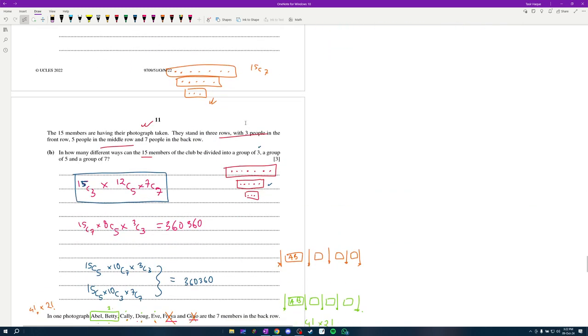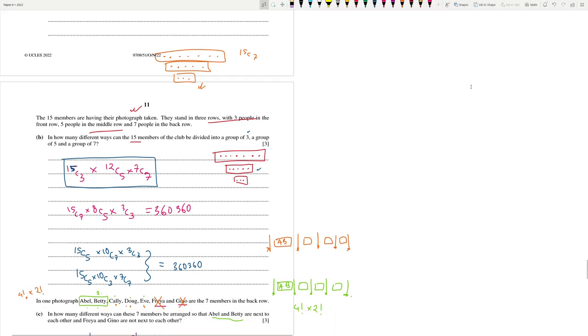Next, we are going to take a photograph now. They stand in 3 rows with 3 people in the front row, 5 people in the middle row, and 7 people in the back row. In how many different ways can the 15 members of the club be divided into a group of 3, a group of 5, and a group of 7? Fine. So here the arrangement does not matter. We are just dividing them into groups, okay?